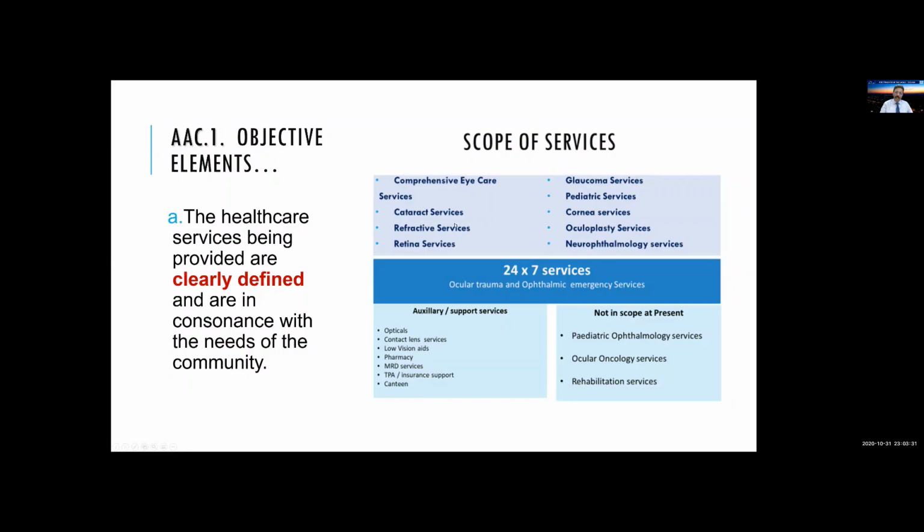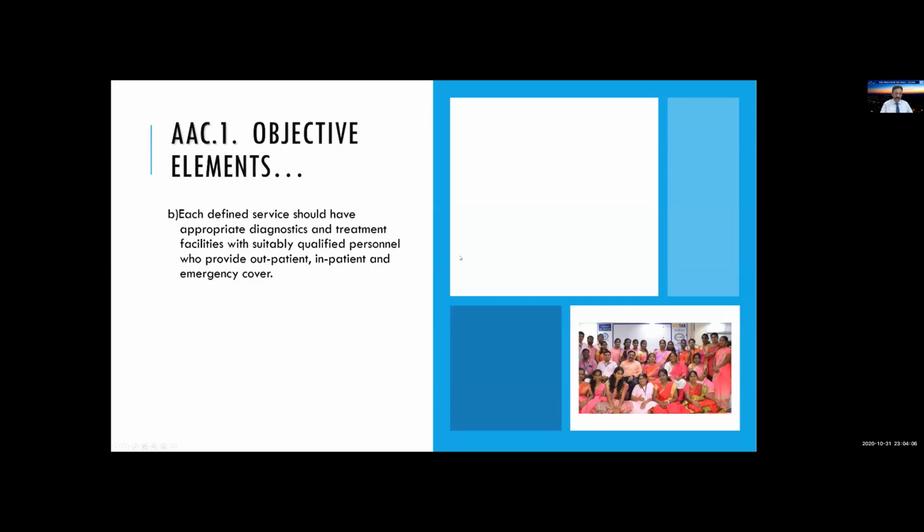Some of us will be providing 24/7 emergency and trauma services. So if you are providing that, you can include that in your scope of services. There will also be auxiliary services like optical, contact lens services, pharmacy, and MRD services. Some of us may not have pharmacy or insurance support. In that case, you can always mention that it is not in scope at present. So for example, this is the scope of services for our hospital. We don't have ocular oncology services or rehabilitation services, and that is displayed in the scope of services.